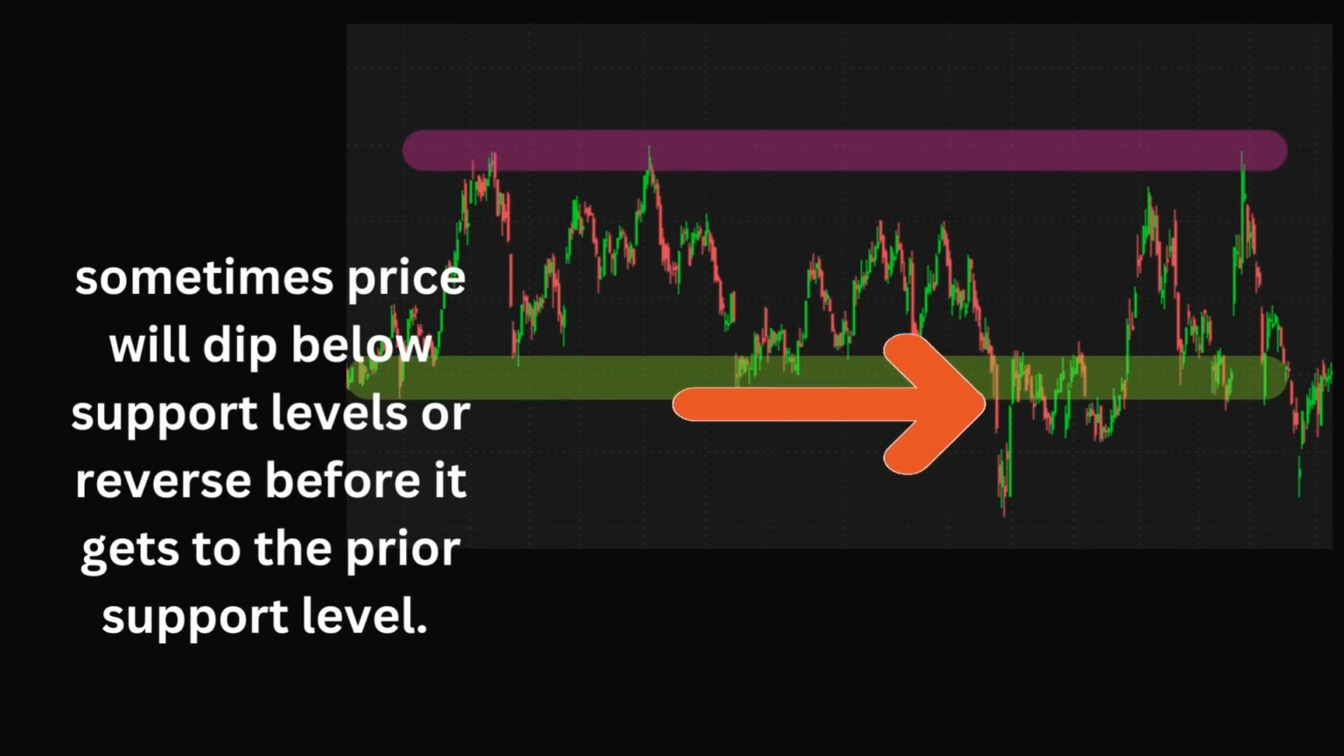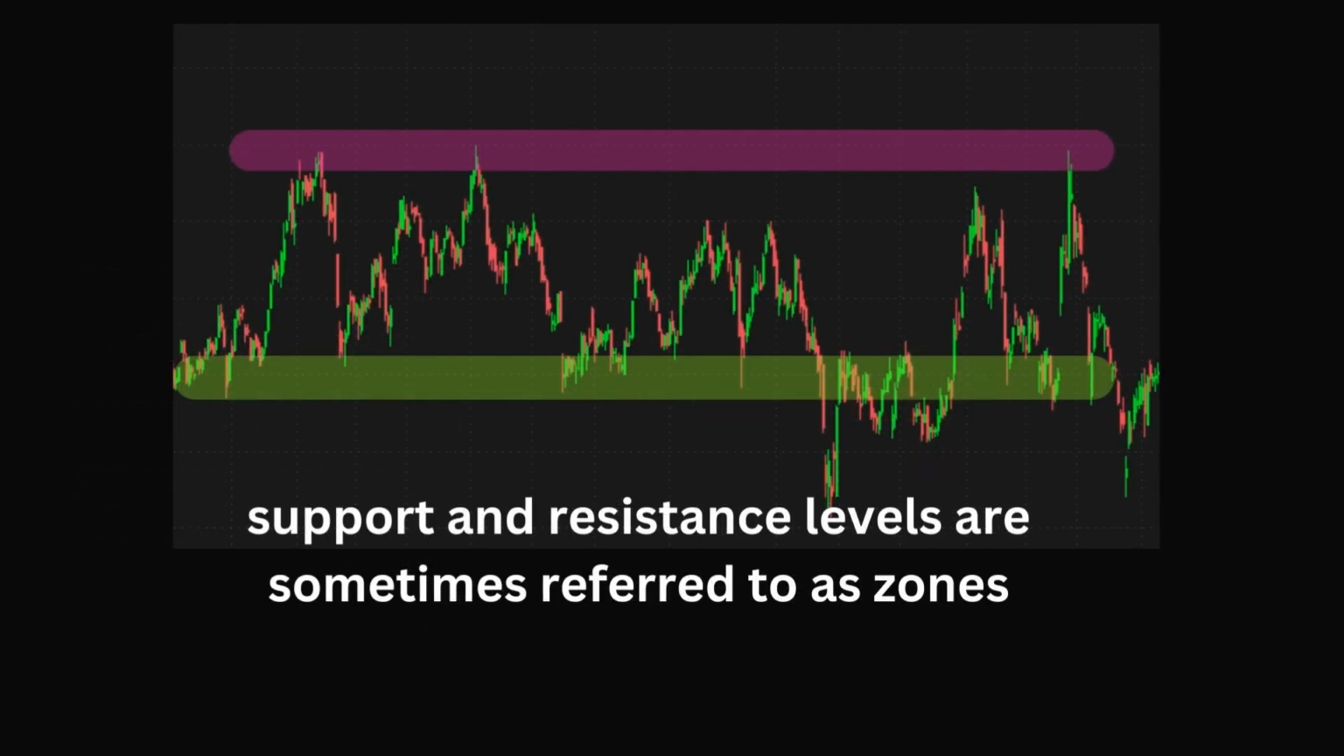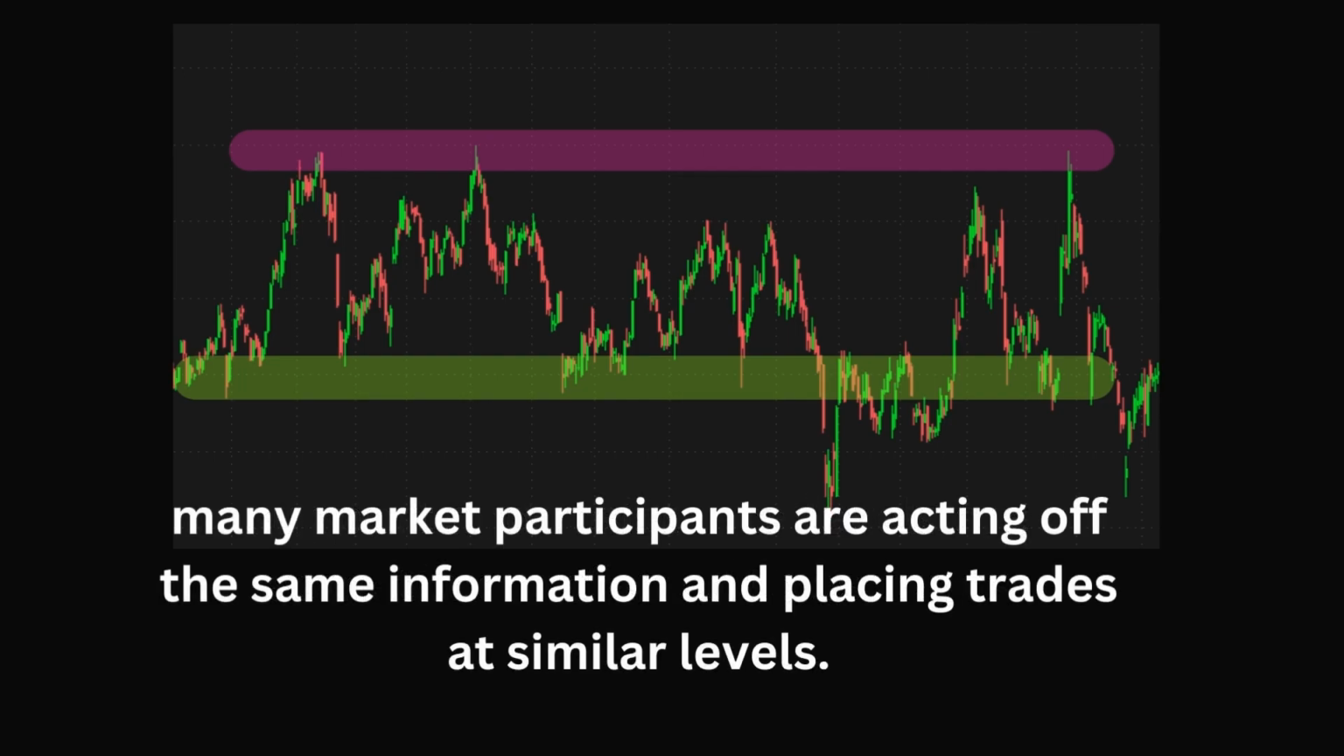Technical analysis is not an exact science, and sometimes price will dip below support levels or reverse before it gets to the prior support level. The same is true for resistance. Price may reverse before it gets to the prior resistance level or break above it. In each case, flexibility is required in interpreting these chart patterns. This is why support and resistance levels are sometimes referred to as zones. There is nothing magical about these price levels. It is simply that many market participants are acting off the same information and placing trades at similar levels.